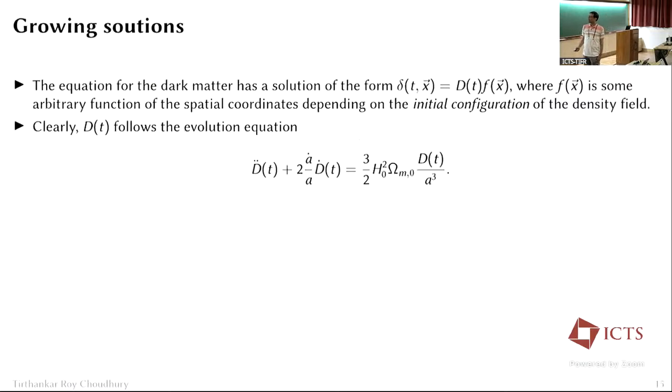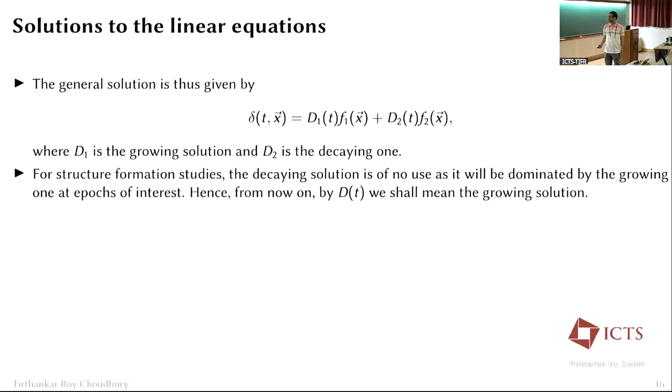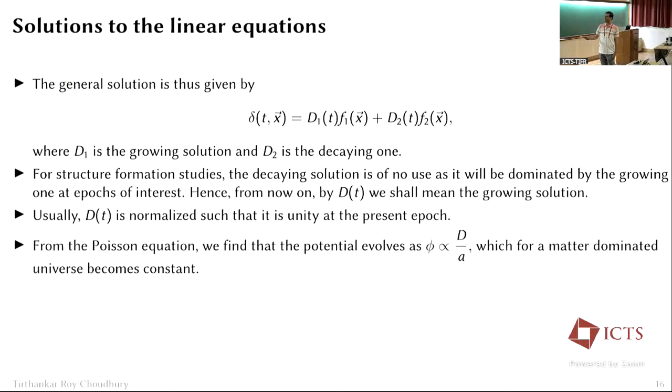Now for a matter dominated universe, D is a. So the gravitational potential does not evolve. The gravitational potential in the linear theory gets frozen. Whatever its value was when it was generated, its value remains the same.